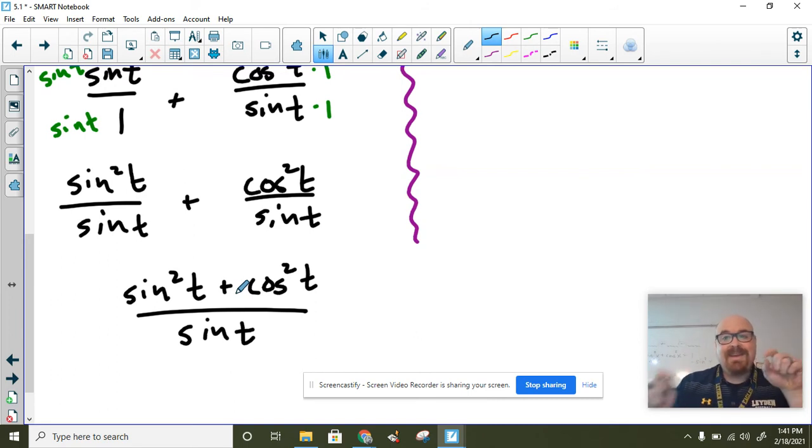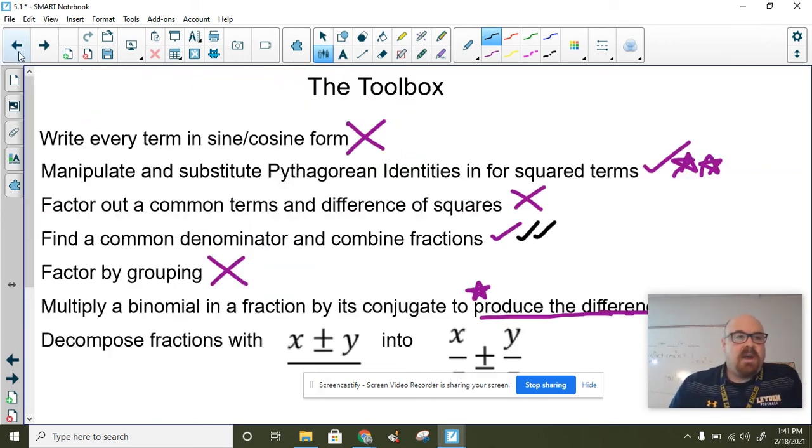But understand that decomposing a fraction would get you back into this step right here where we have the two separate fractions. So what did you do? You built the fractions together. Don't then go and break them apart again. Now do something with the fraction that you built, if you can, right? And when we look here, and if we do go back to the toolbox, okay, everything in sine and cosine form, done. Manipulate and substitute.